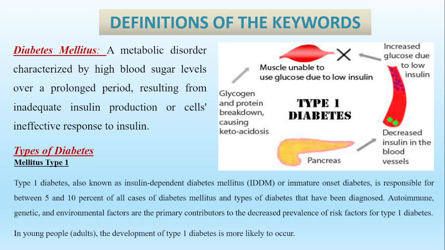Autoimmune, genetic and environmental factors are the primary contributors to the risk of type 1 diabetes. In young people and adults, the development of type 1 diabetes is more likely to occur, meaning that if your immune system is weak, then you can have type 1 diabetes.